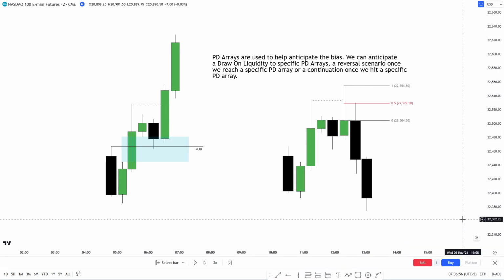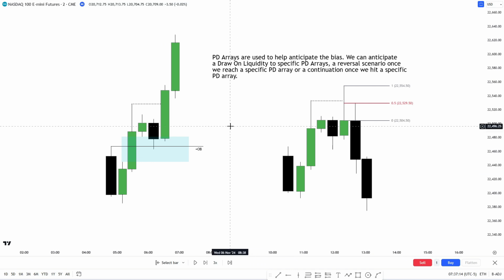So if we see price doing something like this, we can anticipate a reversal scenario and our bias would be bearish. Now guys, another point I want to touch on is how we can use PD arrays to help anticipate the bias. So we can anticipate a draw on liquidity to specific PD arrays, a reversal scenario once we reach a specific PD array, or a continuation once we hit a specific PD array.